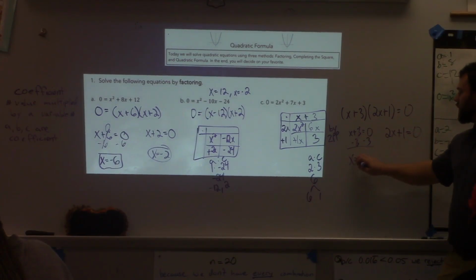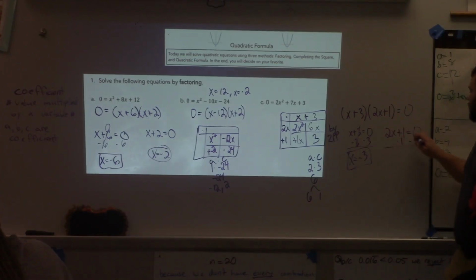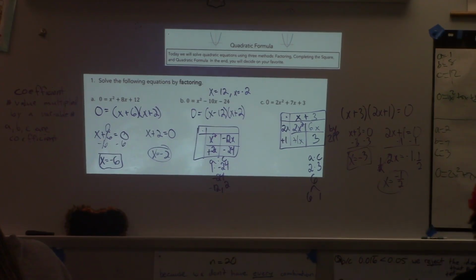Speeding through this so we can get to the second part of this. And so there's the roots or the zeros. Notice I just use my zero product property. Set each factor equal to 0. That's all we're doing. A, B, and C on the full line.